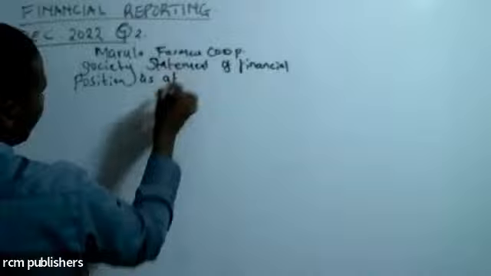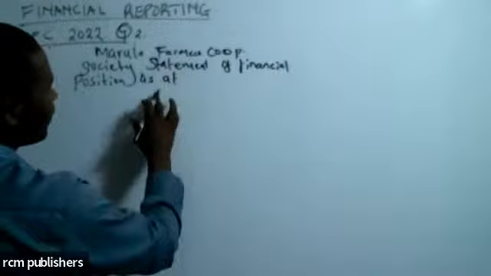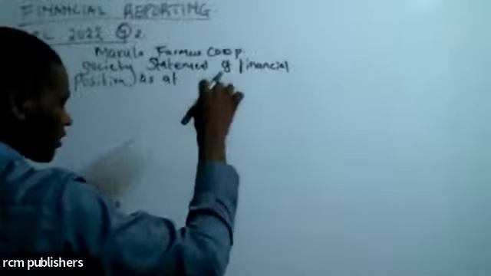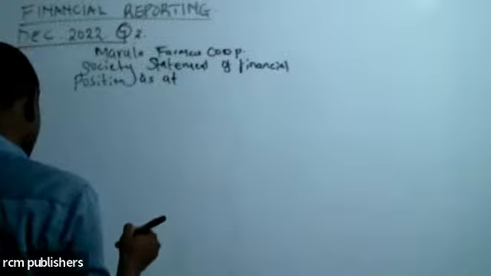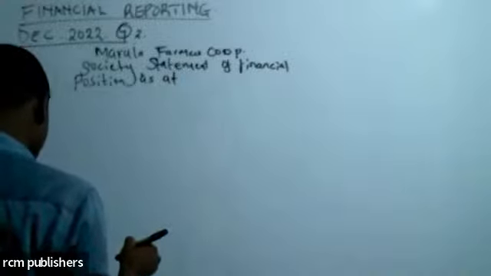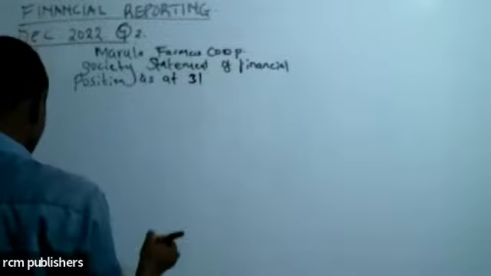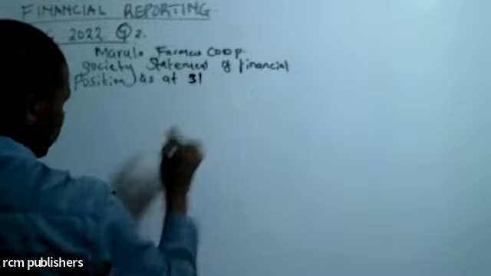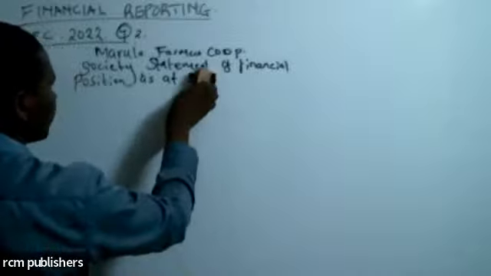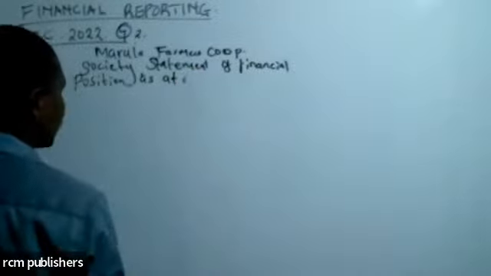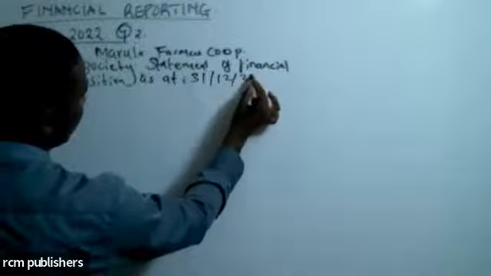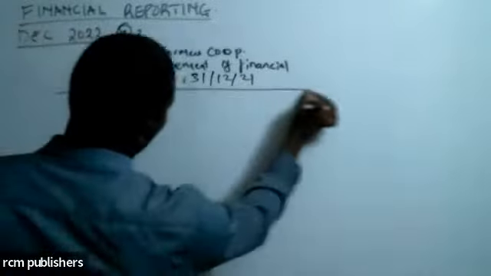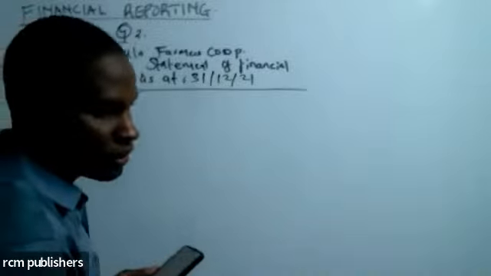As at. This is a snapshot class, and that's why we say it is as at that date. This is prepared as at that date, so that we can see the actual as at 31st of December 2021.